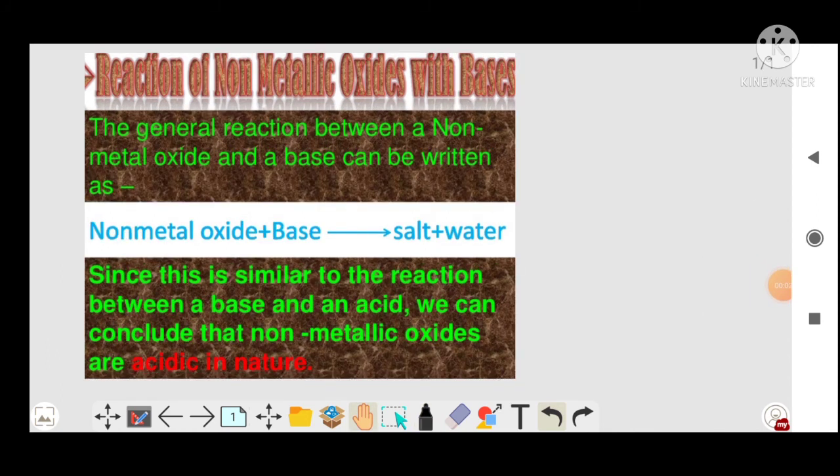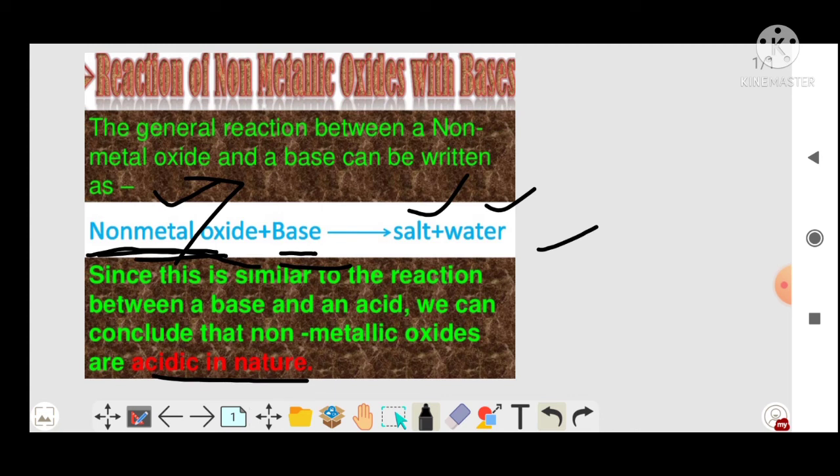Now, reaction of non-metallic oxides with bases. Reactions of non-metal oxides with bases produce salt and water. This reaction is similar to the acid and base reaction, which also produces salt and water. So both the reactions are similar, and we can conclude that non-metallic oxide is acidic in nature.